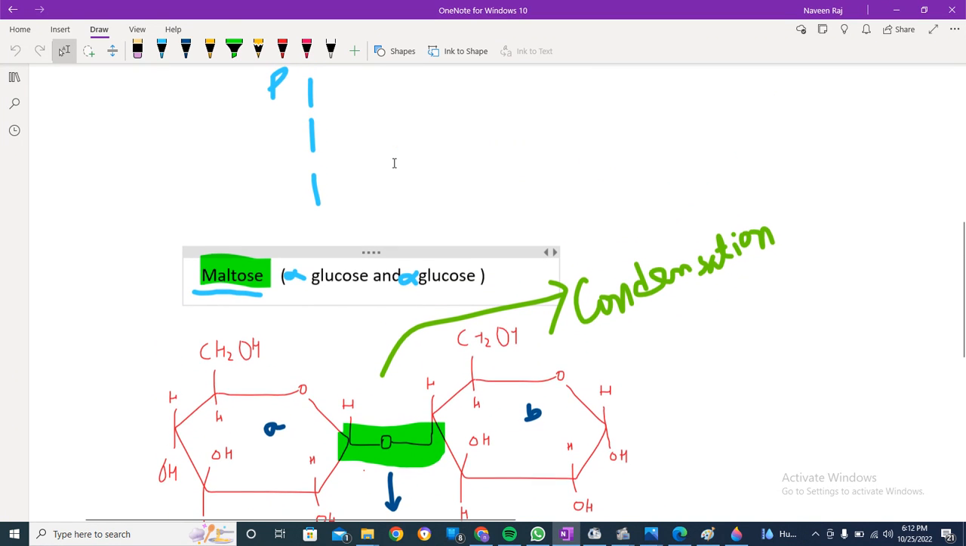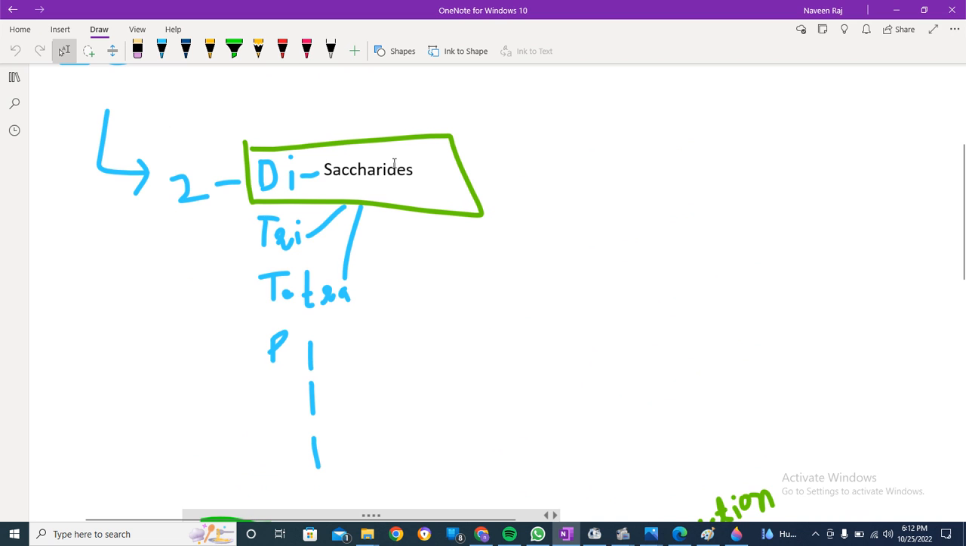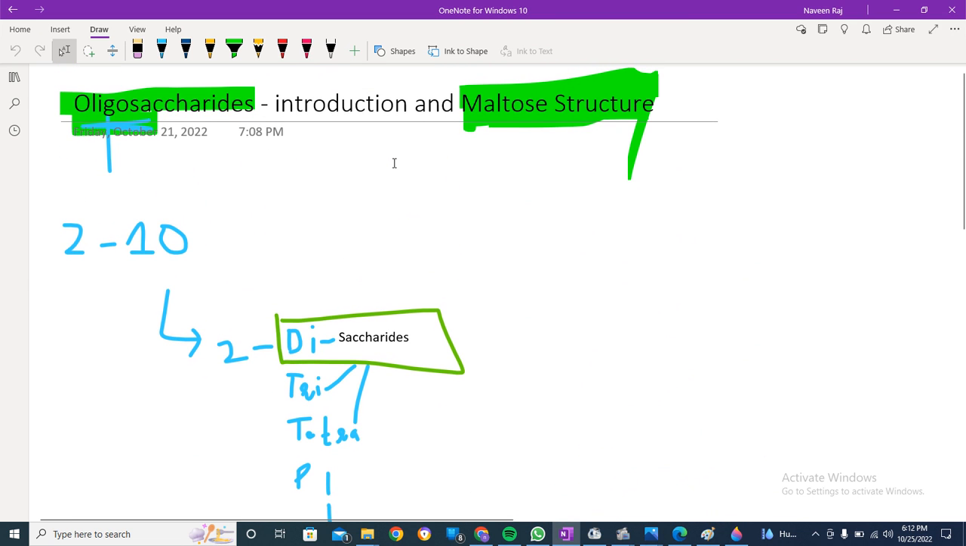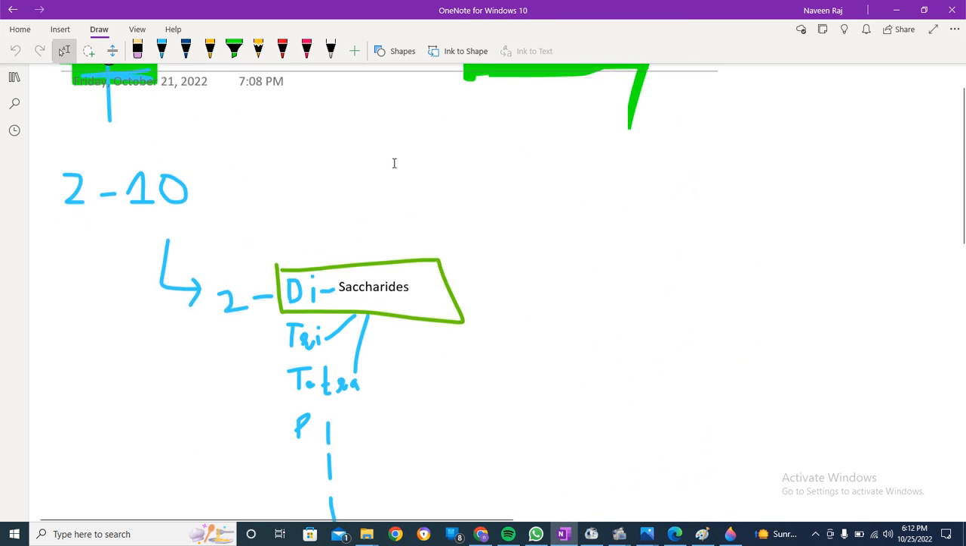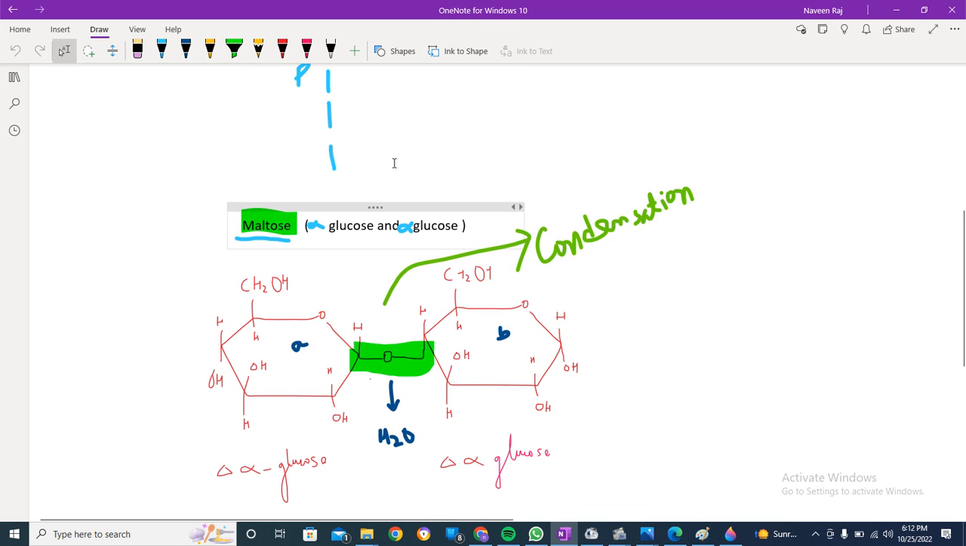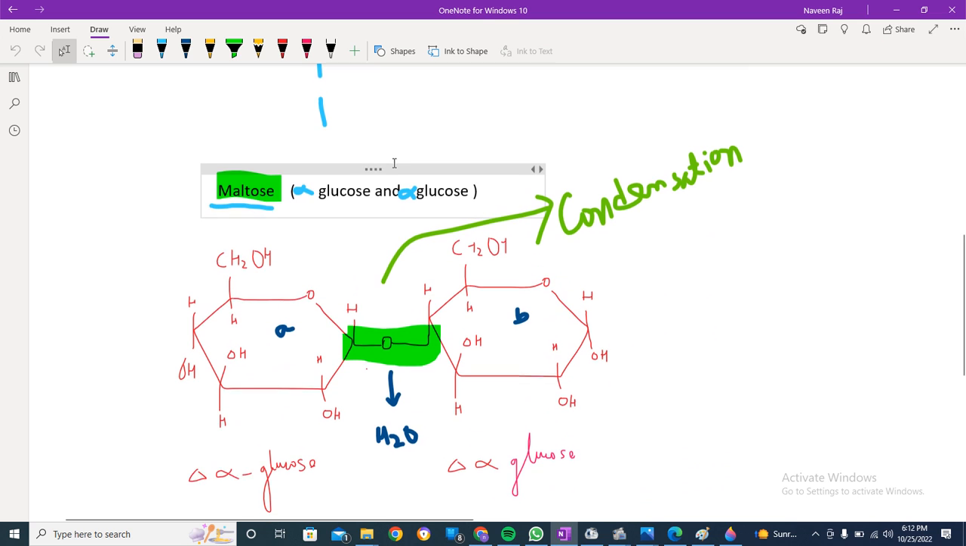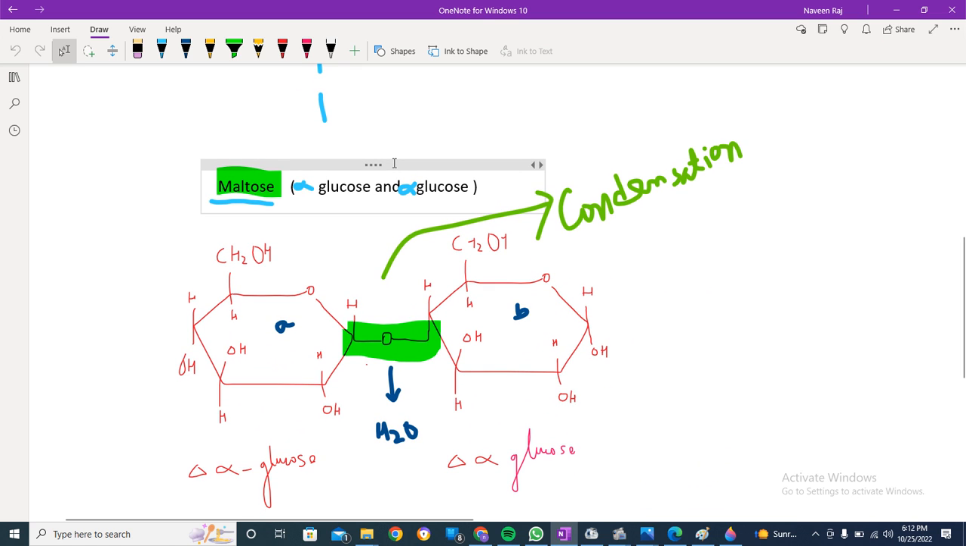In the last video, we discussed the introduction of oligosaccharides and the basics, and we looked into the very first structure, that was maltose. In maltose, we looked into the condensation of alpha glucose and alpha glucose forming maltose sugar, and a glycosidic bond is formed between the carbohydrates, the monosaccharides.